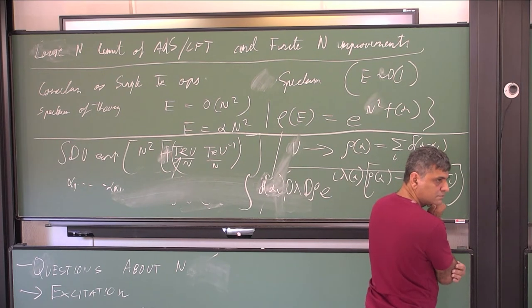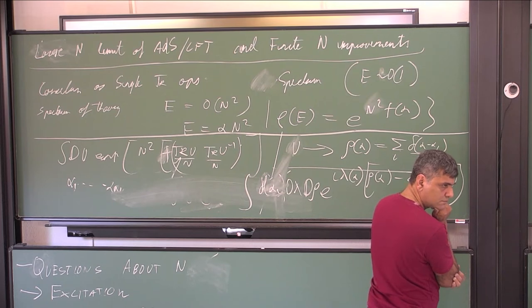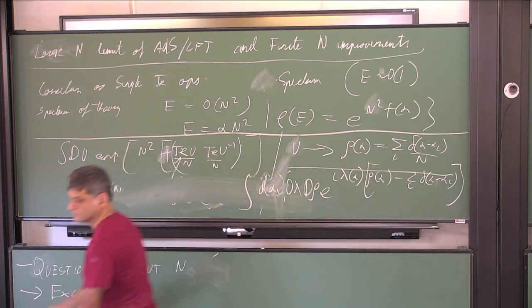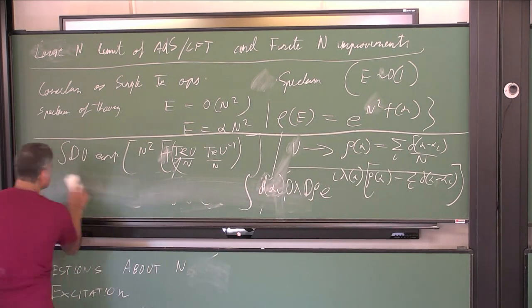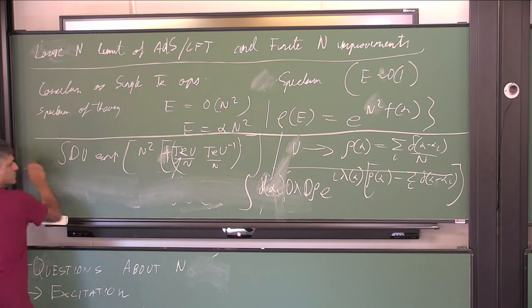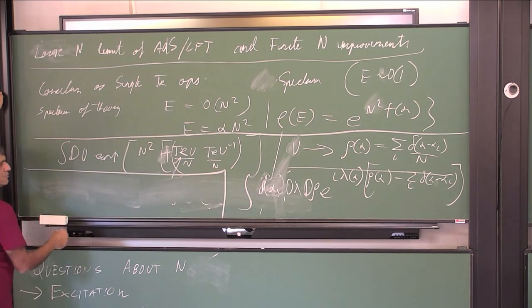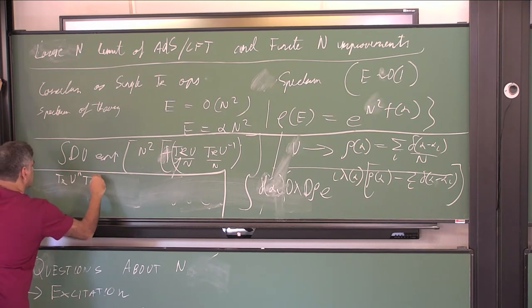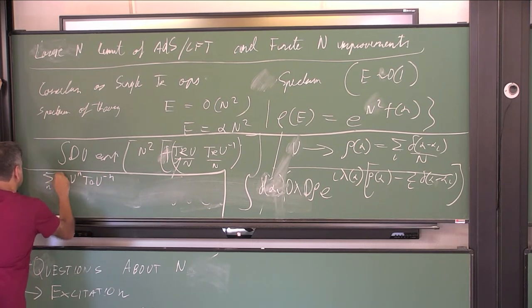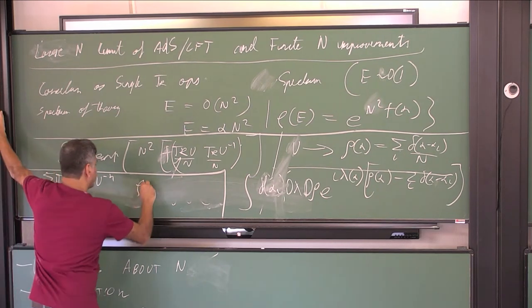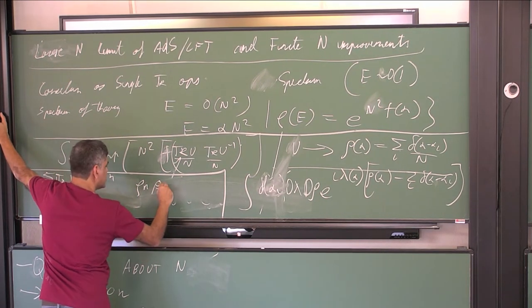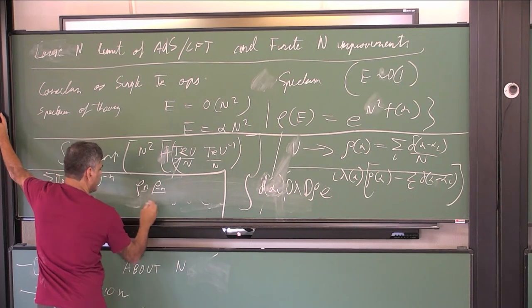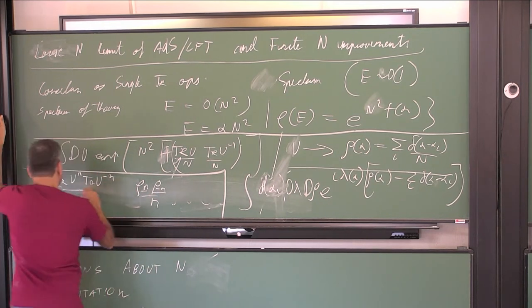After doing that, you see that alpha i only shows up as lambda of alpha i, and it's completely factorized. Suppose you had trace U to the n, trace U to the power minus n. That you can already write in terms of rho, like rho n and rho minus n, where this is the Fourier transform.